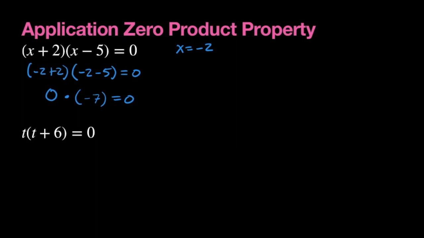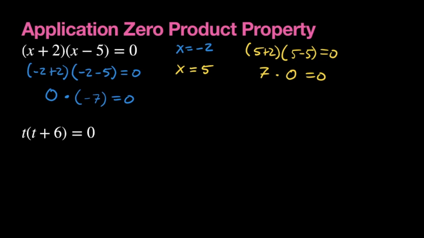We could also replace x with 5. If we replace x with 5, we get 5 plus 2, 5 minus 5, and that's equal to 0. And we get 7 times 0 is equal to 0. And we know that that statement is true. So if you are able to find one value that makes one of the factors a 0, the whole product will be a 0. Okay.